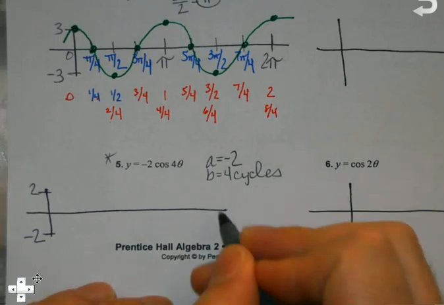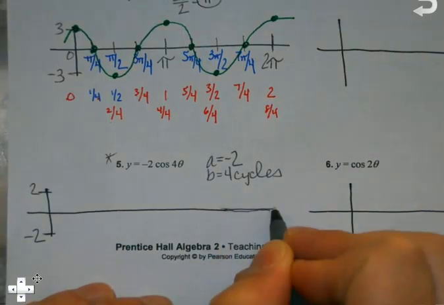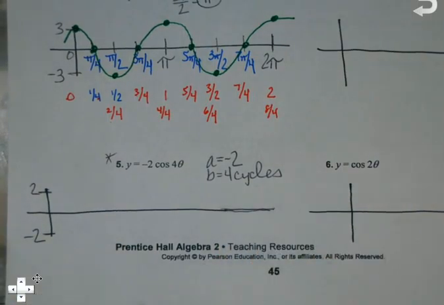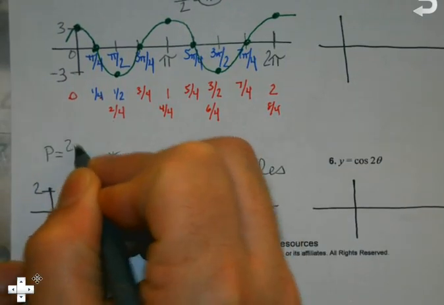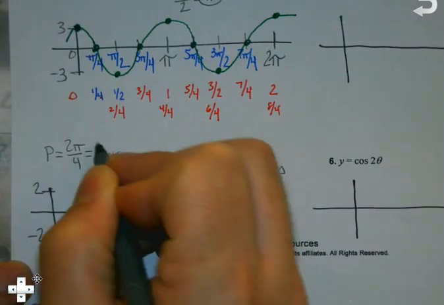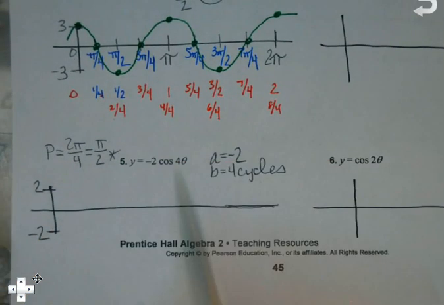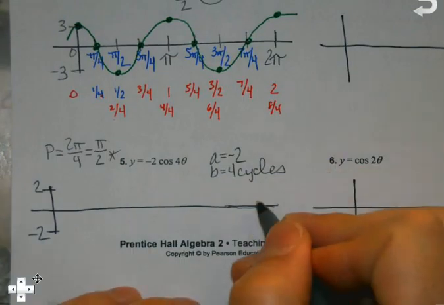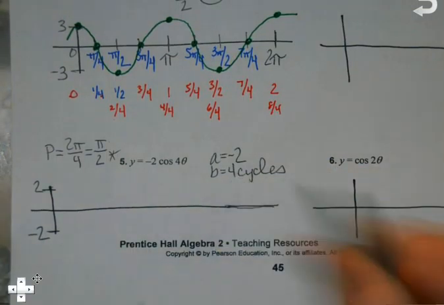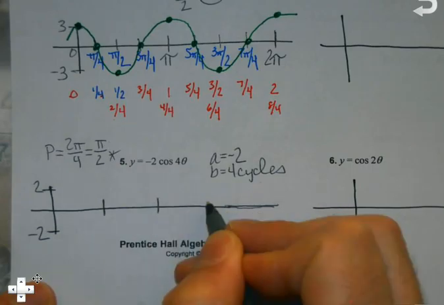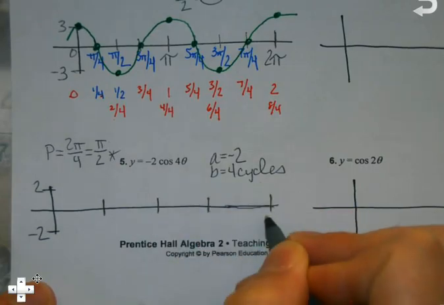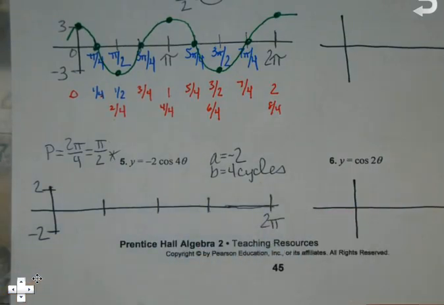I'm even going to expand this a little bit because we may need the room. And my period then, since my B value is 4, is going to be 2 pi over 4, but that reduces to pi over 2. So, okay, here's what I got to think about. 4 cycles. Okay, so 1, 2, 3, 4 cycles, of which the last one ends at 2 pi.